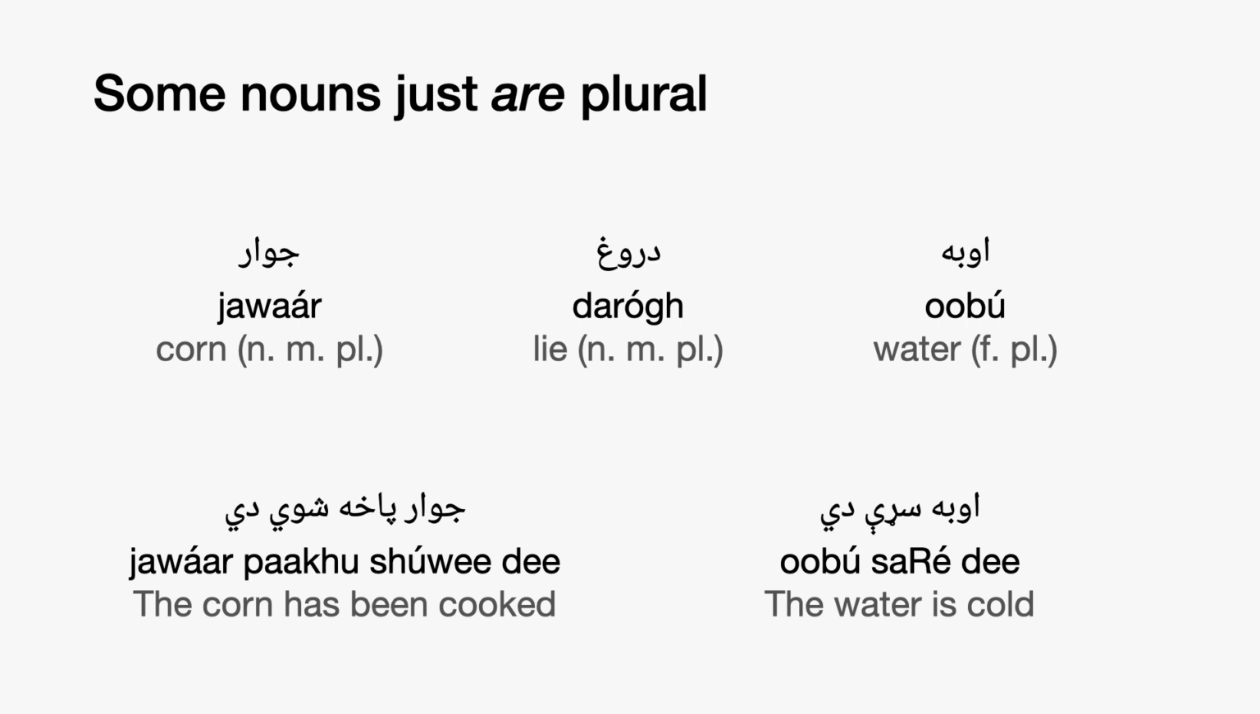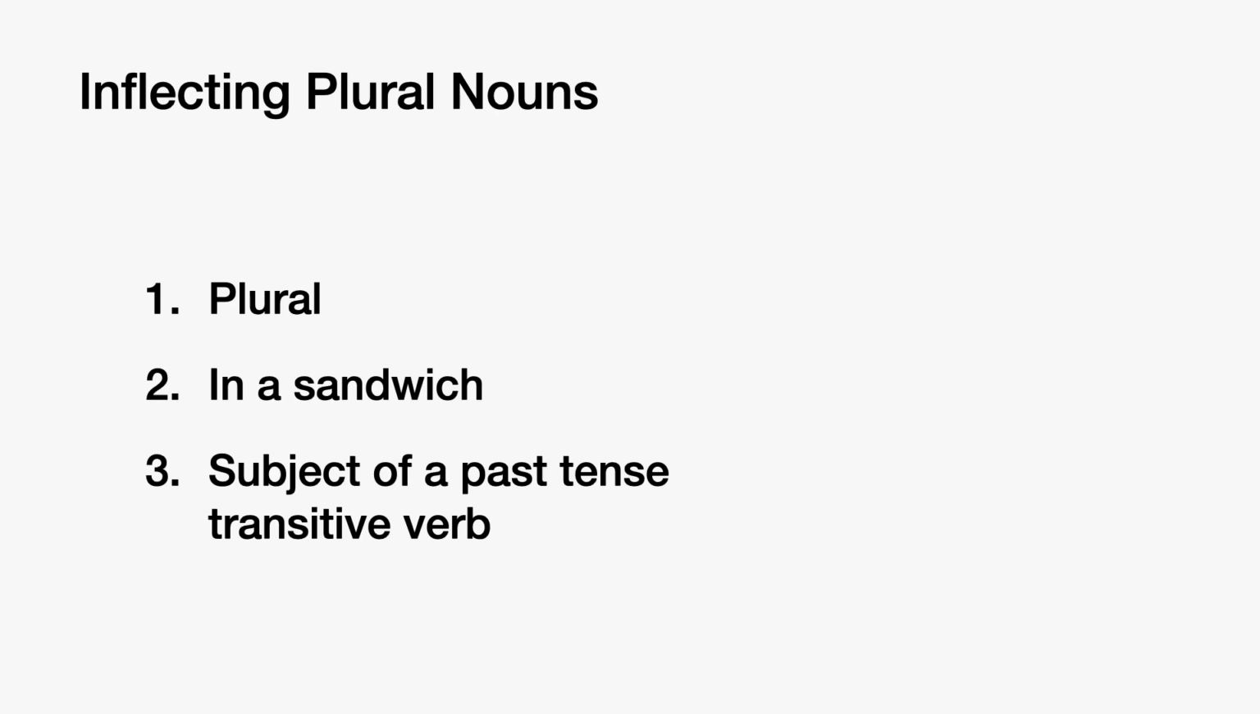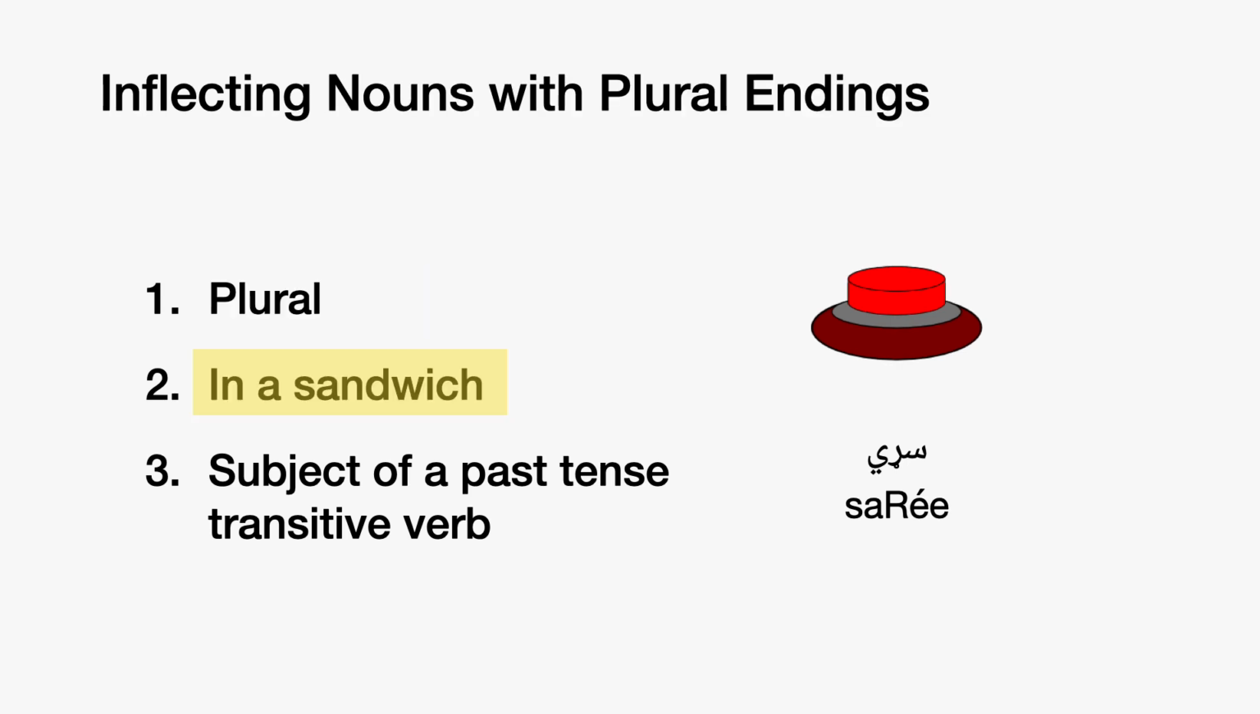Okay, so what if we need to inflect these plural nouns? If we review what I mean by inflection, I mean when we inflect or change a word for these 3 reasons: if it's a plural, if it's in a sandwich, or if it's a subject of a past tense transitive verb. For instance, with the word sare for man, if we make this plural, we're going to inflect it to sari. If it's in a sandwich, again, we're going to inflect it the exact same way, sari. If it's a subject of a past tense transitive verb, again, inflected the same exact way, sari.